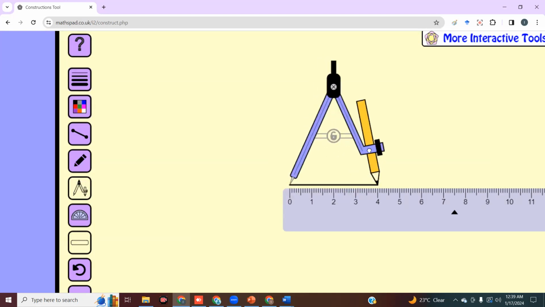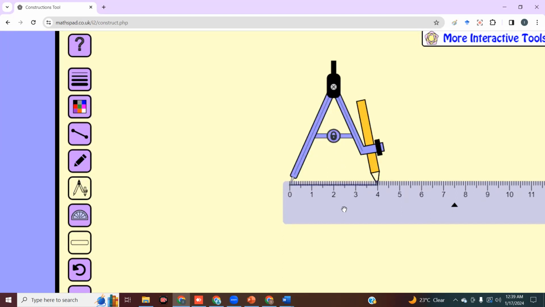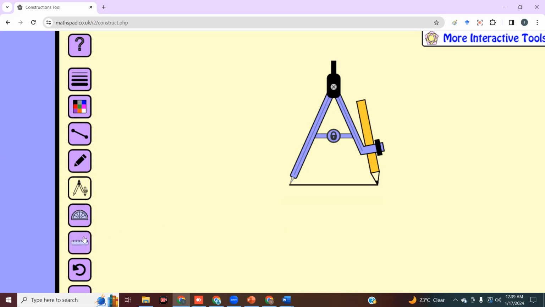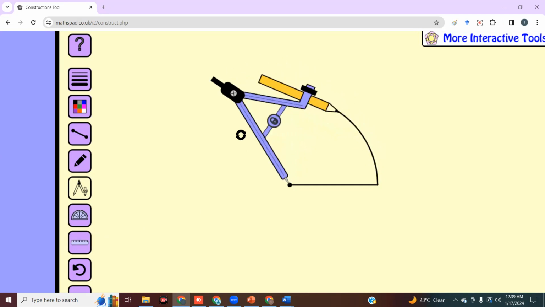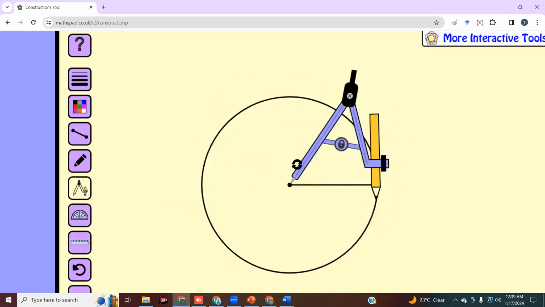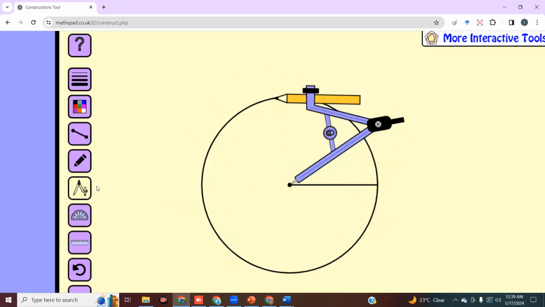Open it to 4 centimeters. Good. Let's lock that in. Again, it's already 4 centimeters, so we're good. And so what we have to do is construct a circle that is 4 centimeters in measure. So let me go all the way around. Good. And so that's what we have.